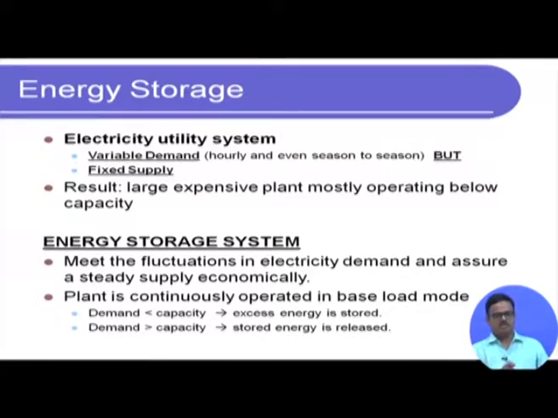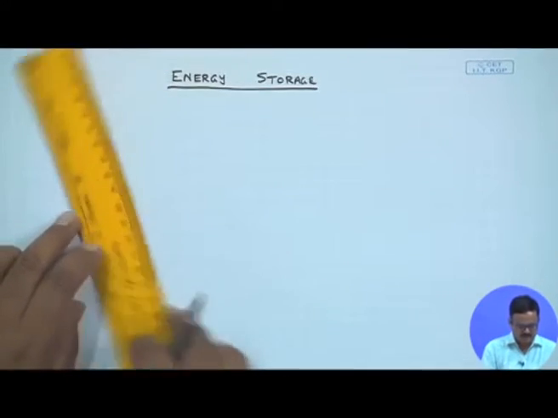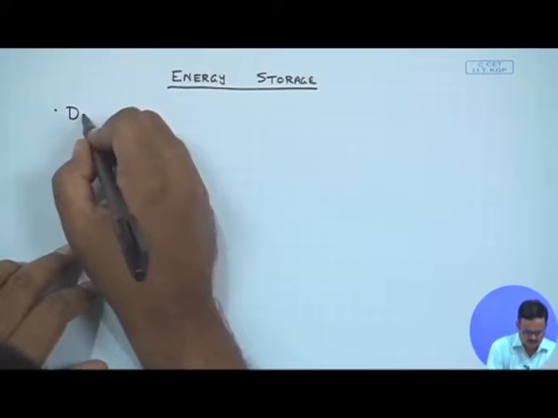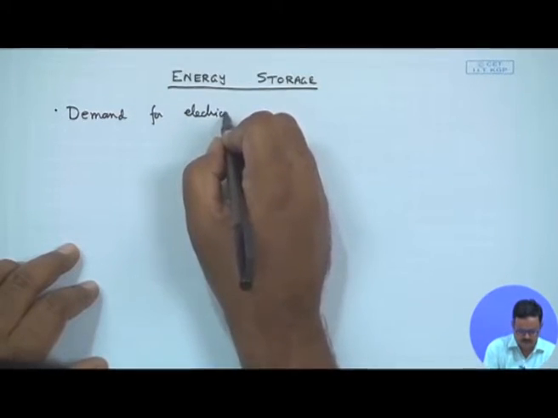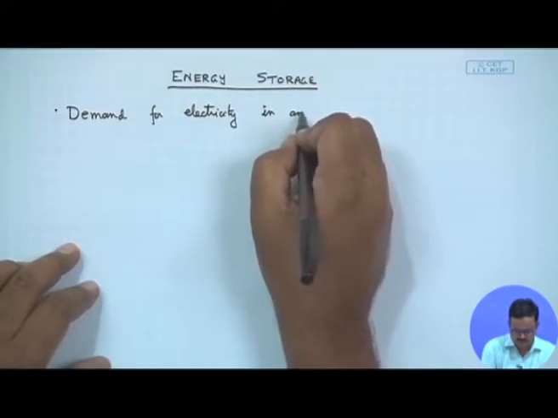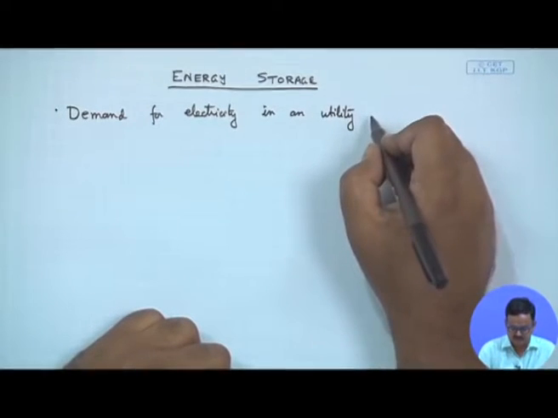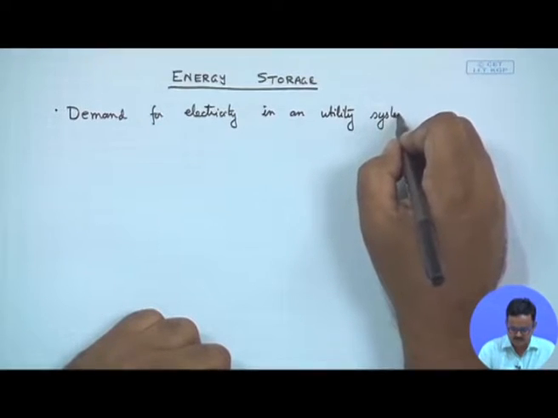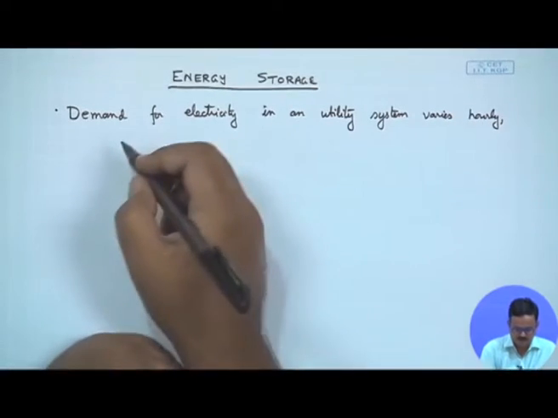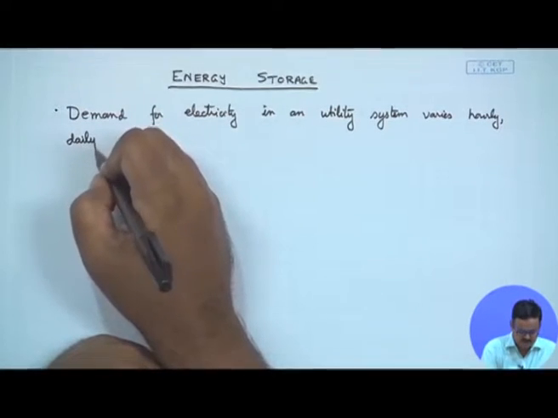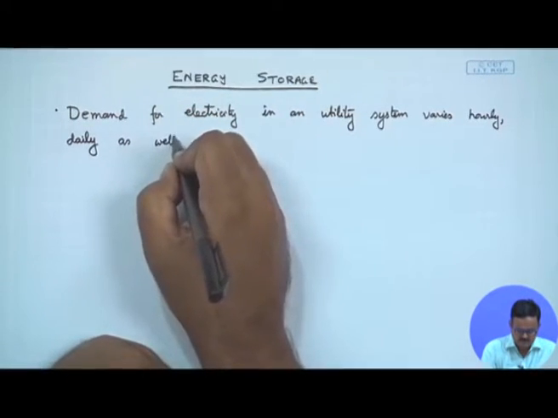So let us now shift to the paper or to the board here, and let us just jot down a few points that we talked about. We will say that the demand for electricity in a utility system, which can be anything, utility can be industrial, can be domestic, can be an academic campus, and so on, in a utility system varies hourly. There can be day to day variation also. So weekends will have less demand compared to weekdays, daily as well as from season to season.